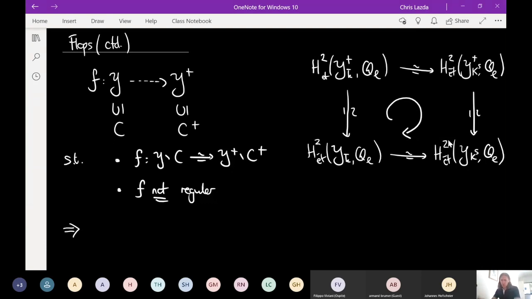And now what you can do is look at how this flop F acts on cohomology. So the point is the fact that it's an isomorphism away from just a single curve on the special fiber of each of Y and Y plus means that you can restrict it to the special fiber and get a well-defined rational map.